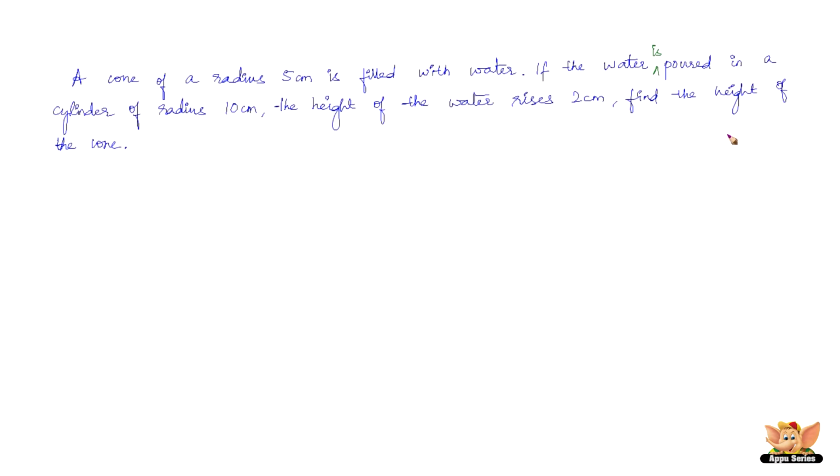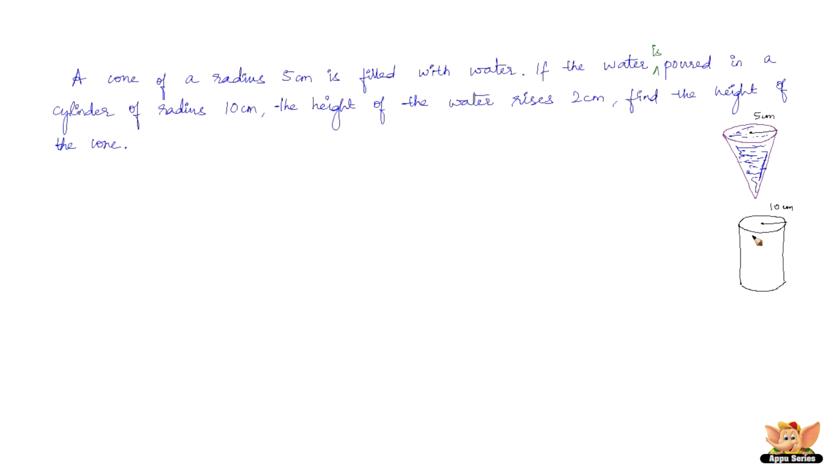Now, we have a cone here. We have a cone of radius 5 centimeters. So this radius is 5 centimeters. Now this is filled with water. Now the same water is poured into a cylinder of radius 10 centimeters. The radius here is 10 centimeters. So this should be a very big one. And also it is a cylinder which has the same width throughout.